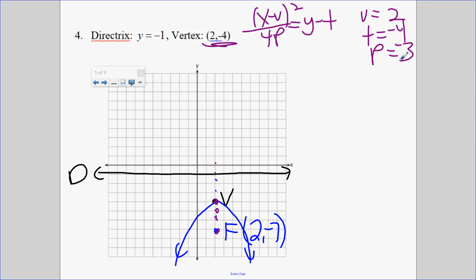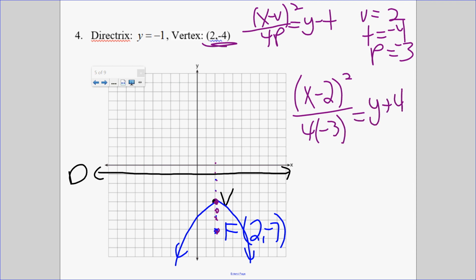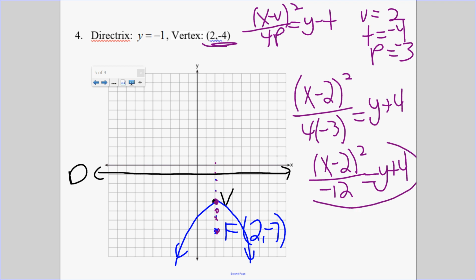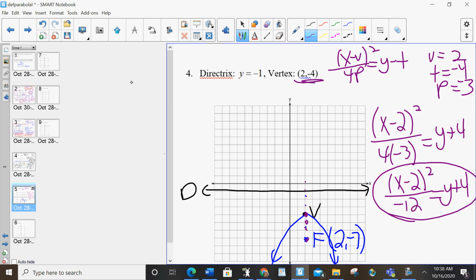Minus in a formula means change the sign, so the 2 and negative 4 are going to become x minus 2 and y plus 4. (x minus 2) squared over 4 times negative 3 equals y plus 4. My bottom left, I just do that, and I'm done. That's an answer. If it's open response, you're done. You got full credit. However, you might have to cross multiply.